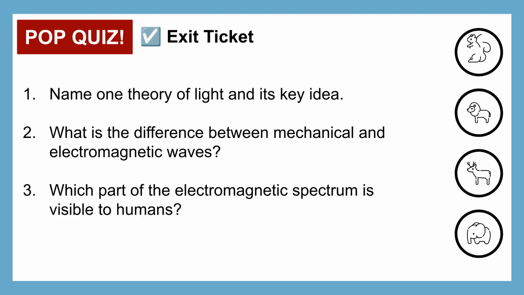Before you leave class today, please complete your exit ticket. First, name one theory of light and state its key idea. Next, explain the difference between mechanical and electromagnetic waves. Finally, identify which part of the electromagnetic spectrum is visible to human eyes.